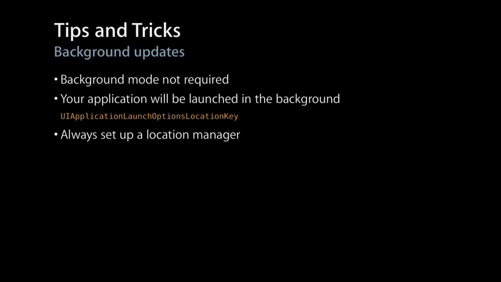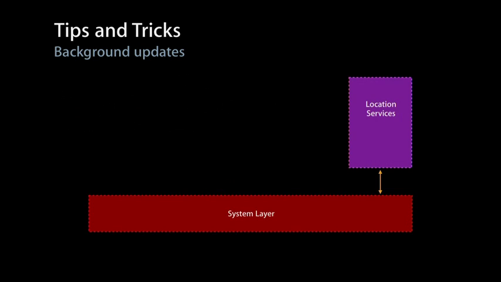A situation that you could find yourself in is where a region event has come in and the user has just launched the application. If that happens, the location key may not come in with application:didFinishLaunchingWithOptions:. And in that case, you want to make sure that your location manager still gets set up so that you can receive events. Let's see how this works.